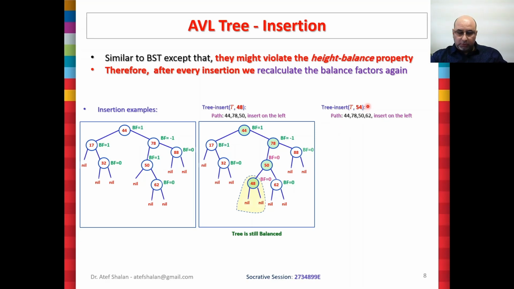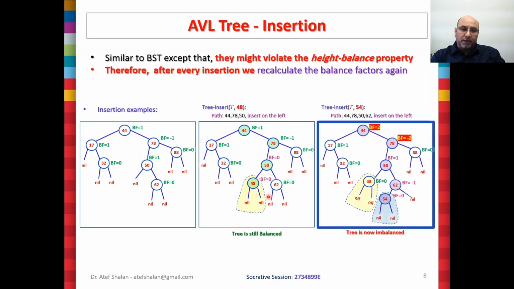Now let's try another example, such as inserting 54. We again start from 44. 54 is larger, so I go to the right. 54 is smaller, so I go to the left. 54 is larger, so I go to the right. Then 54 is smaller, so I want to insert it here. This is how it looks after all. I inserted the 54 node over here.